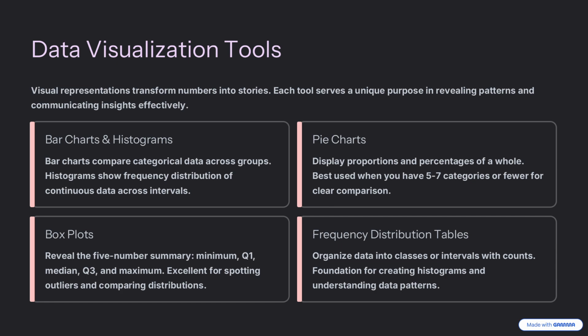Second is pie chart. It displays proportion or percentage of a whole, best used when you have 5 to 7 categories or fewer for clear comparison. Box plots reveal the five number summary: minimum, Q1, median, Q3, and maximum, and are excellent for spotting outliers and comparing distributions. Frequency distribution tables organize data into classes or intervals with counts, the foundation for creating histograms and understanding data patterns.